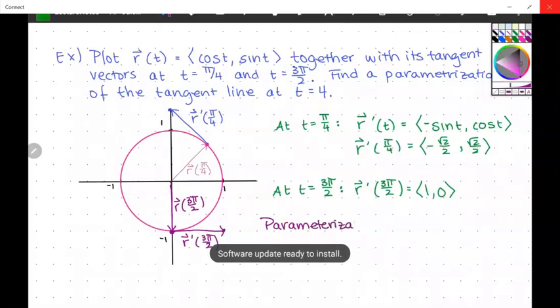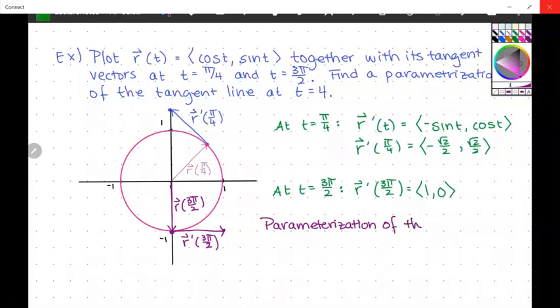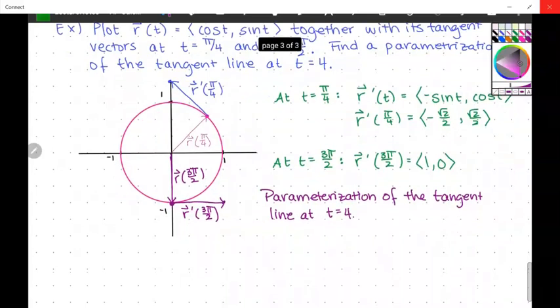Parametrization. It's just a fun word to say. Parametrization of the tangent line at t equals 4. So let's write down the general equation first, and then we'll plug in, and you'll see it actually.